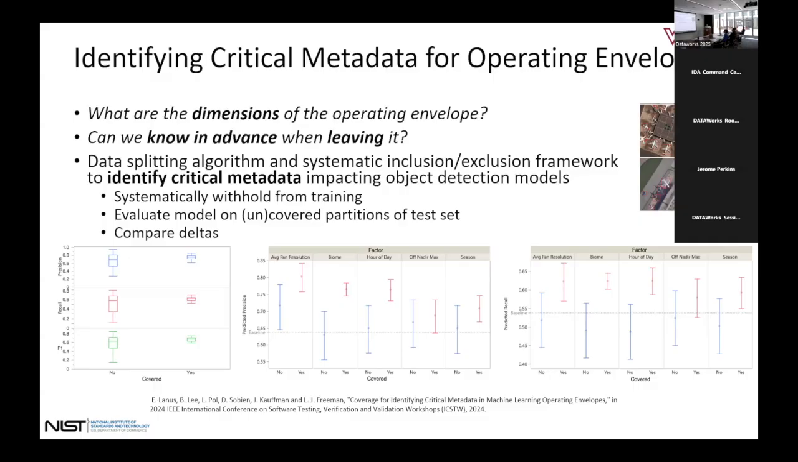So here, I think I'm showing precision, but average pan resolution, biome, and hour of day for precision, that middle, there's a difference in the performance, whereas for off nadir max and season, there's not so much of a difference. So we would conclude that the metadata features average pan resolution, biome, and hour of day are impactful to the model. If it doesn't see them in training, it's not going to perform well in deployment or in test, whereas off nadir max and season might not be impactful for precision.